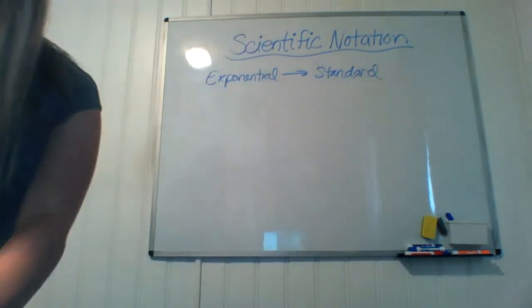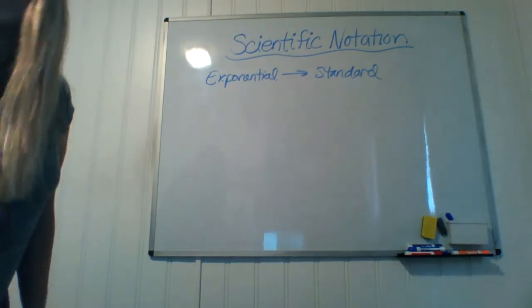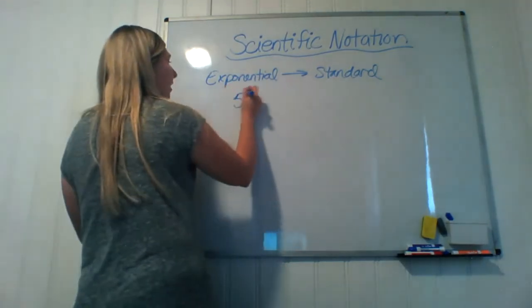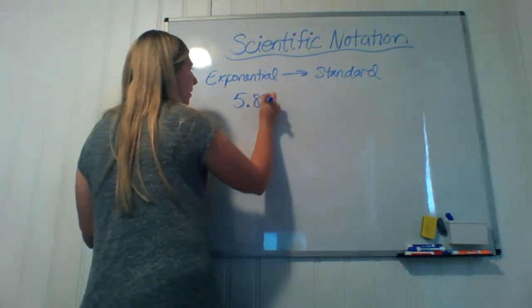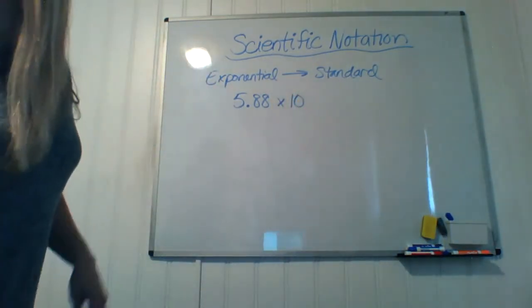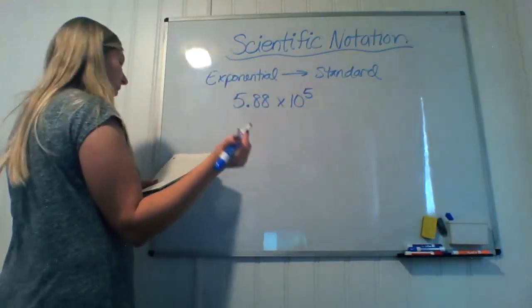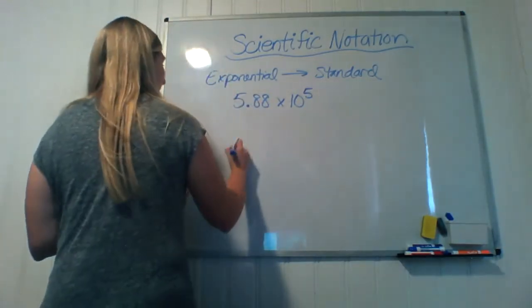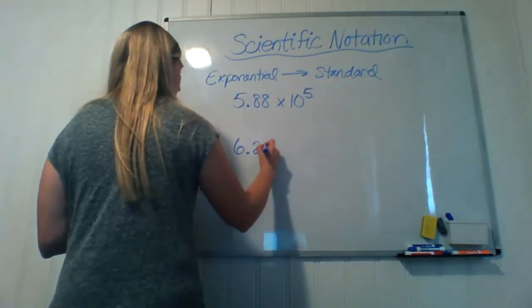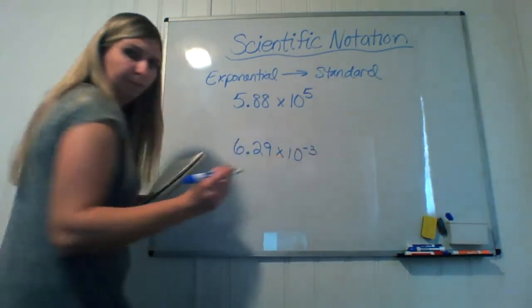Now in this example, what we're going to look at here is 5.88 times 10 to the 5th. That's going to be our first example. And then our second example is going to be 6.29 times 10 to the negative 3rd.